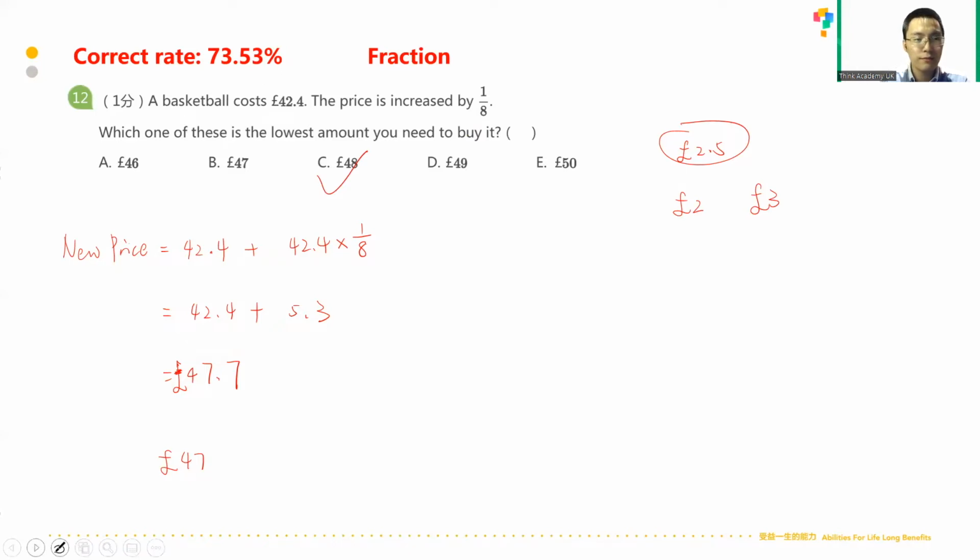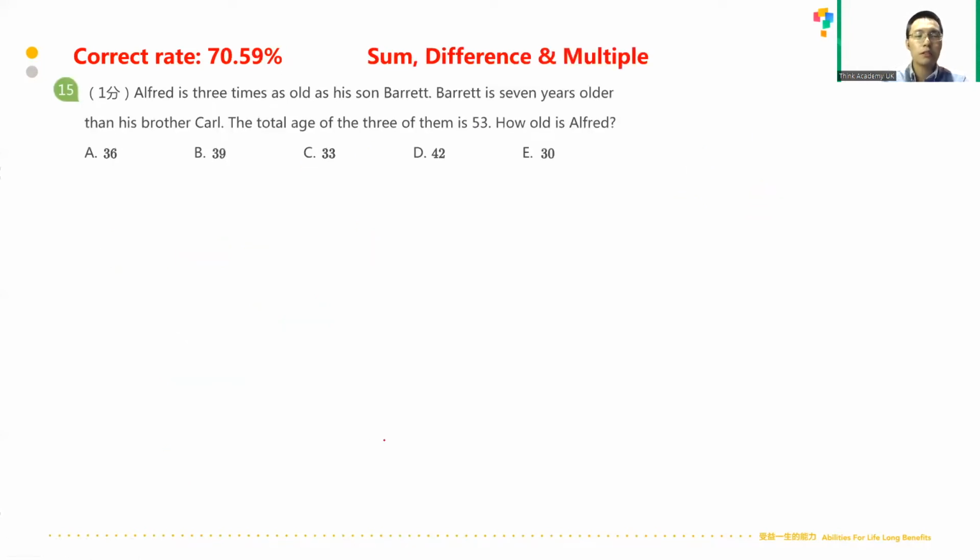Yes, and then let's move on to question number 15. Alfred is 3 times as old as his son Barrett. Barrett is 7 years older than his brother Carl. So we have 3 people, Alfred, Barrett, and Carl. This is a sum, difference, and multiple type of question. For these types of questions, we can always solve them using the bar chart method. To set up the bar chart, we first find the least quantity. So who is the youngest? According to the question, we know Carl is the youngest.